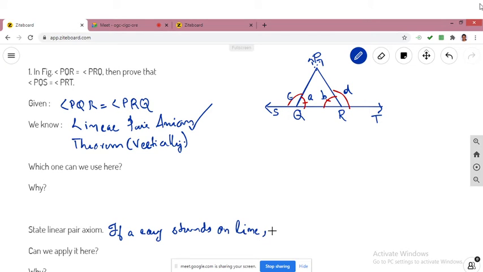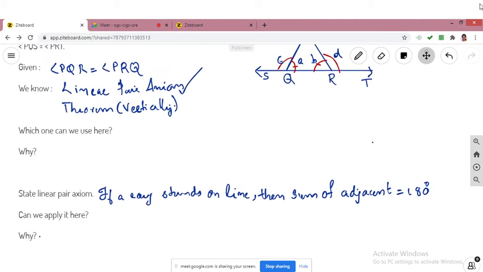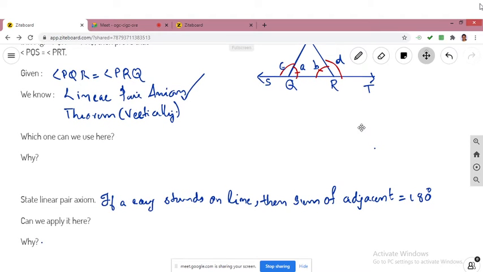Then what happens? The sum of adjacent angles is 180 degrees, ma'am. Then the sum of adjacent angles is 180 degrees. So that is what we know. And now tell me, which is the ray you are considering and which is the line you are considering, which are the angles we are taking?